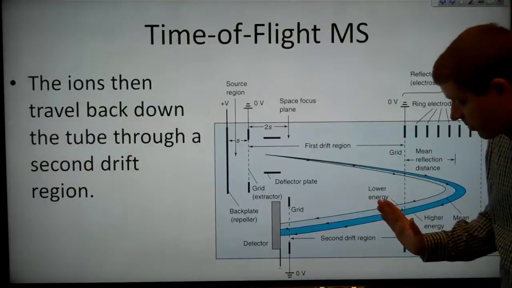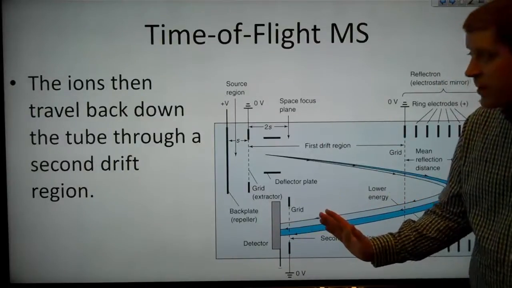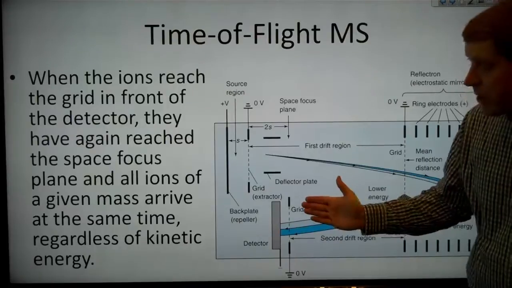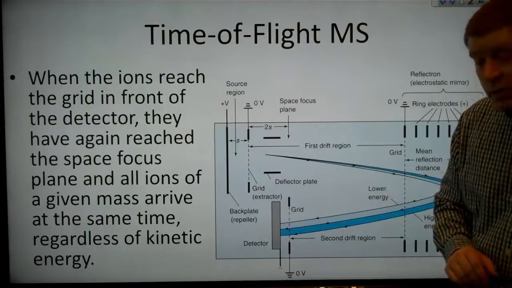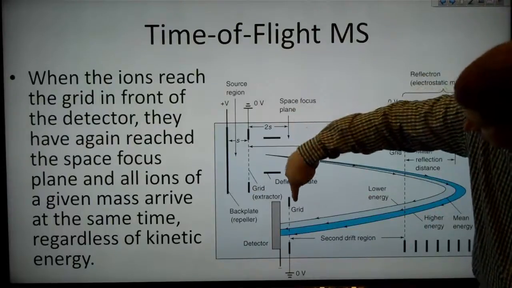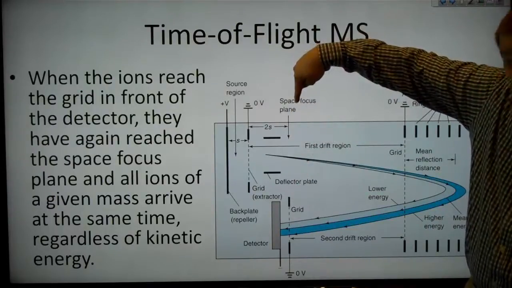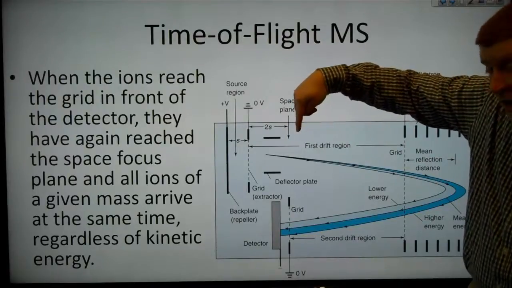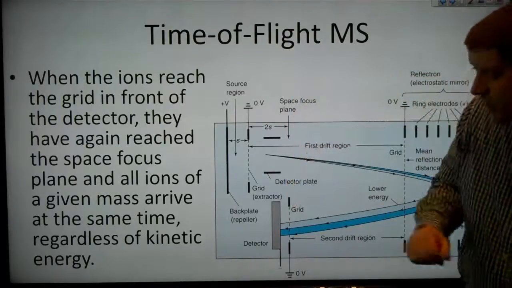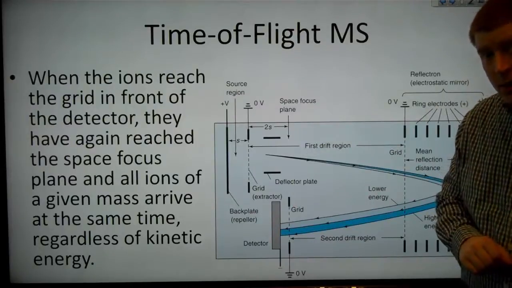And then our ions travel back down the second drift region, and when our ions reach the grid in front of the detector, then they've again reached the space focus plane, because note that the grid here is at the same place as our space focus plane was up here. And that means that all of the ions of a given mass will arrive at our grid at the same time, regardless of their kinetic energy.